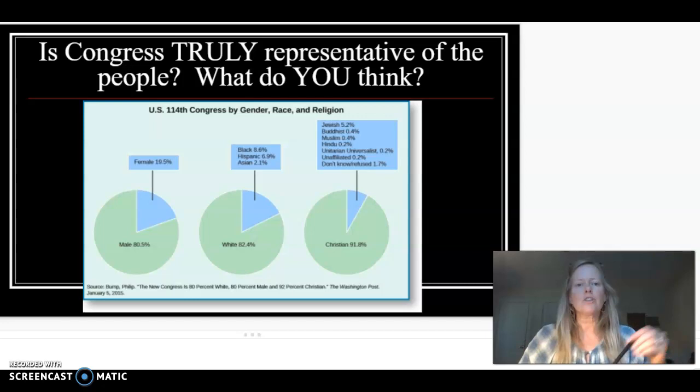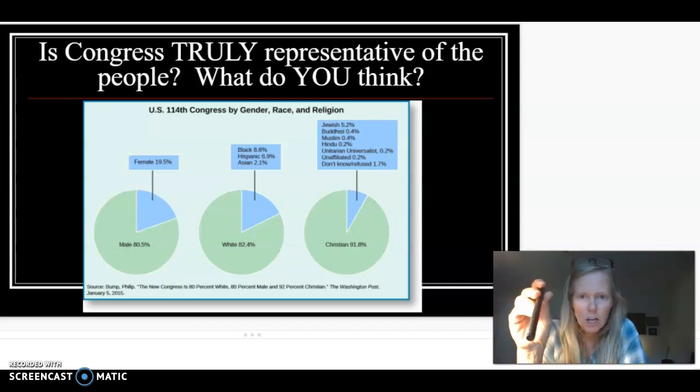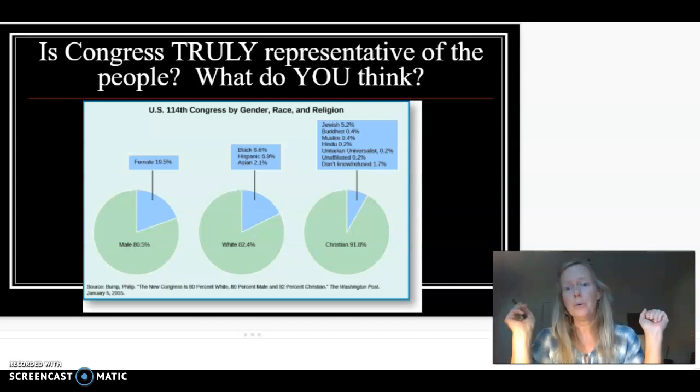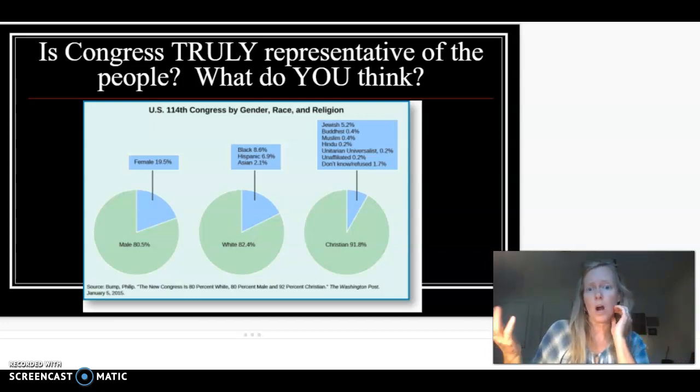Now here's an interesting thing to think about, and we should talk about this more on another day. Is Congress truly representative of the people? A lot of people say no. This infographic is from the 114th Congress, a few sessions back, but you can see it broken down by gender. Male is about 80%, female is about 20%. In the United States, male and female is about half, right? So is Congress truly representative of the people? If you're a woman, you're going to say no, because if there's 50% of us in the country, why is only 20% of Congress female?